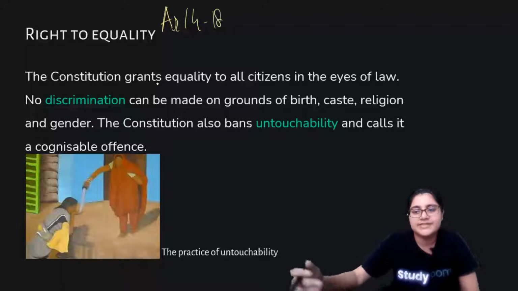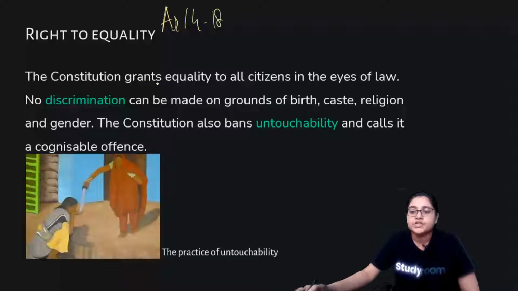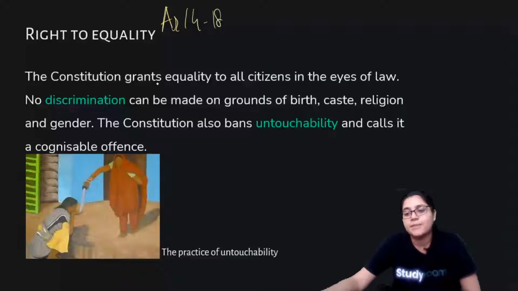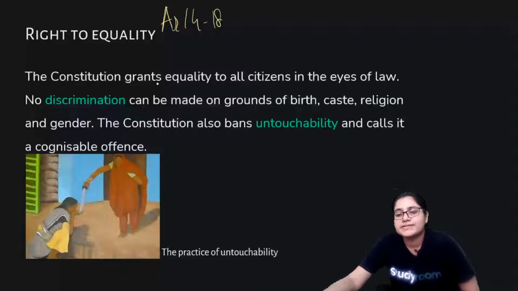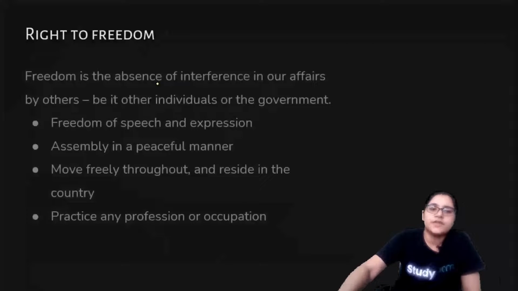Every citizen shall have access to public places like shops, restaurants, hotels and cinema halls. Similarly, there should be no restrictions with regard to the use of wells, tanks, bathing ghats, roads, playgrounds. All citizens have equality of opportunity in matters relating to employment or appointment to any position in government. No citizen shall be discriminated against on grounds of birth, caste, religion, class, gender, race or creed. Now we have the right to freedom.